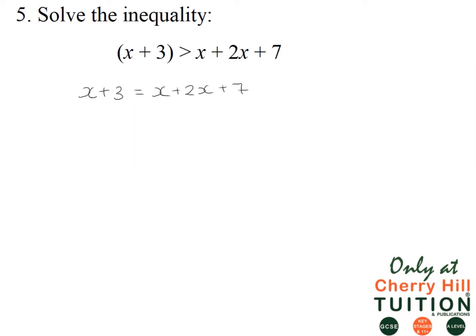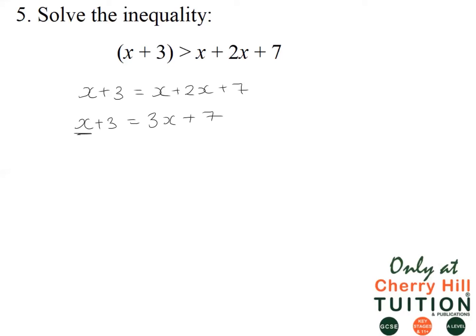Let's just pretend that it is an equal sign, and at the end we will replace the equal sign with the original inequality sign. So on the right-hand side we can collect like terms to make this a little bit more simple. x plus 2x is 3x, and then we have the plus 7. Again, all we are doing is trying to make x the subject. In order to do this, let's get everything with the x on one side of the equation and everything without the x on the other side of the equation.